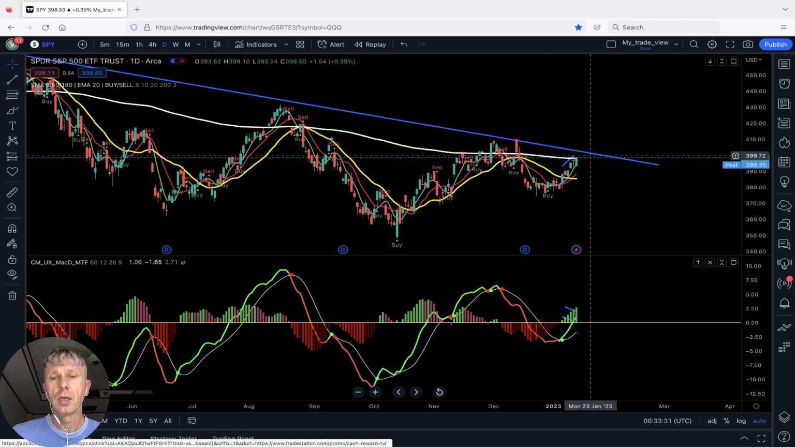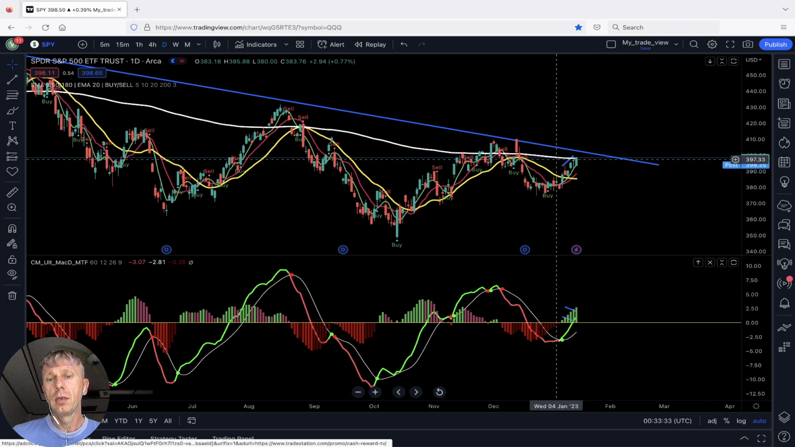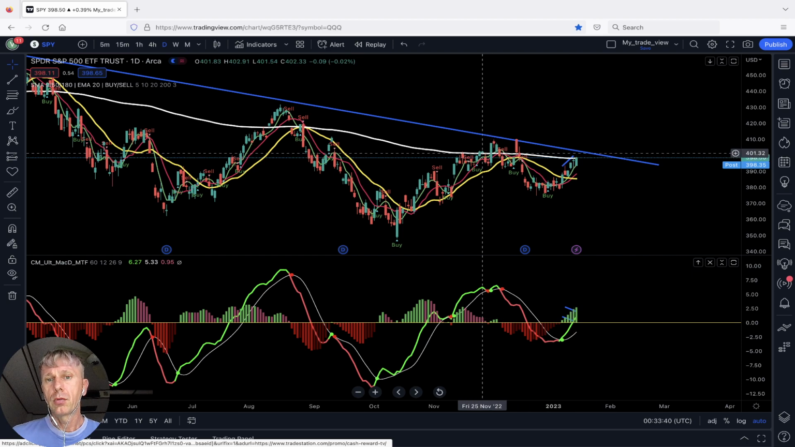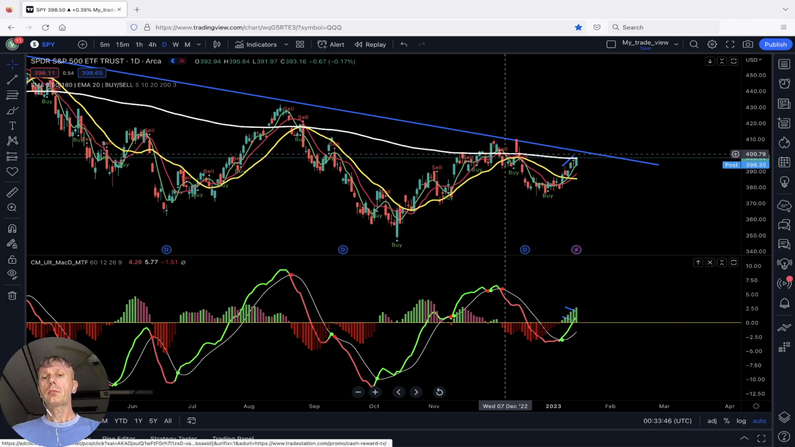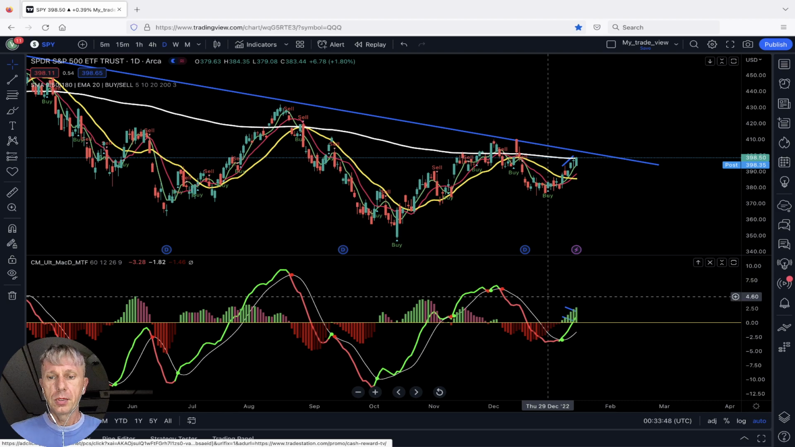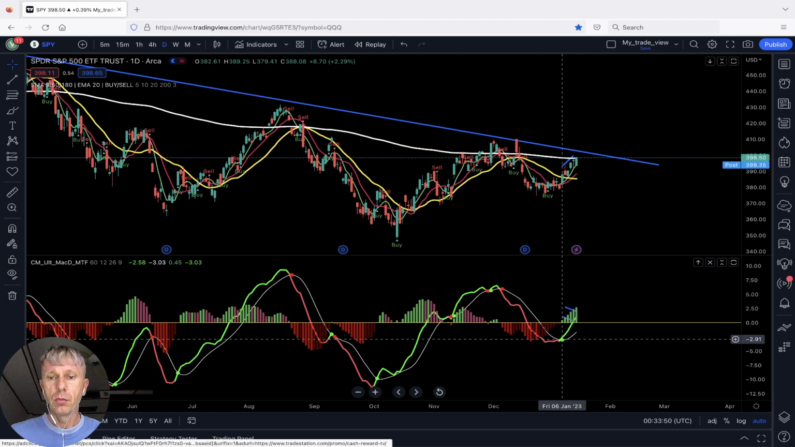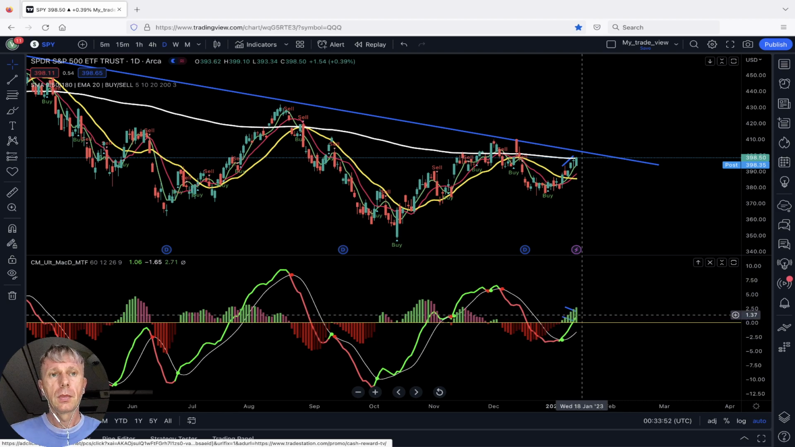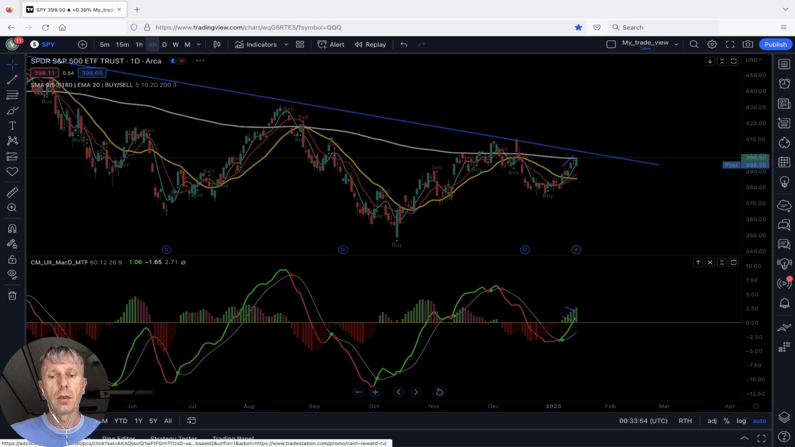Remember, MA200 is a resistance level. It's a very strong resistance level. It can be rejected. There are a lot of resistance points at this level. Still bullish, bullish MACD green, bullish trend. Let's move to 4 hours.